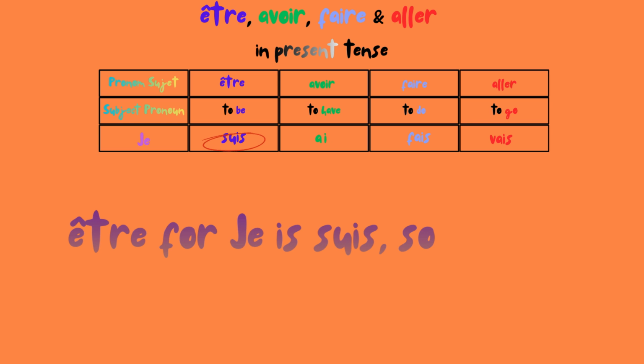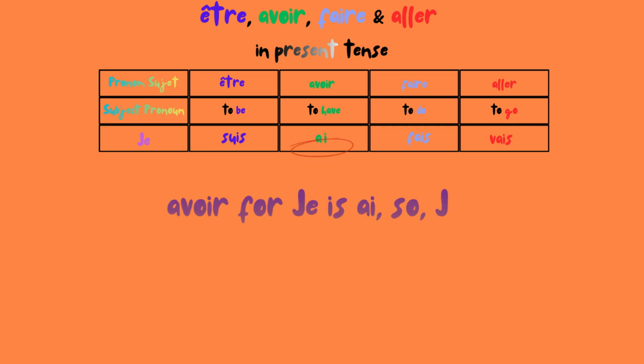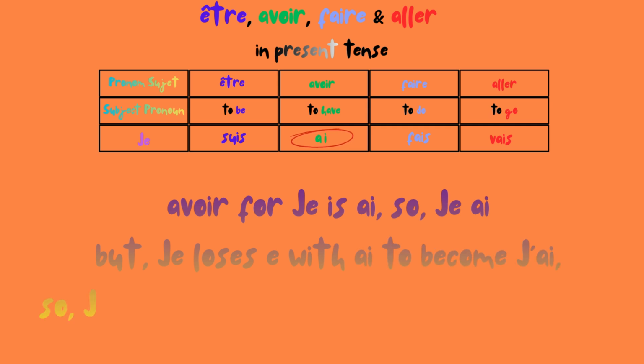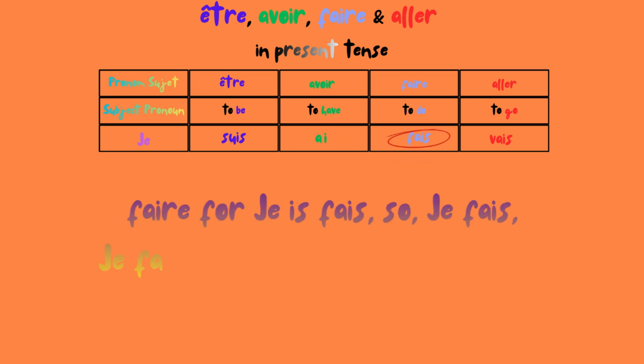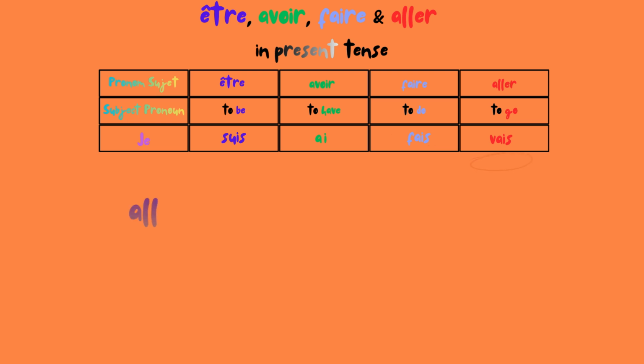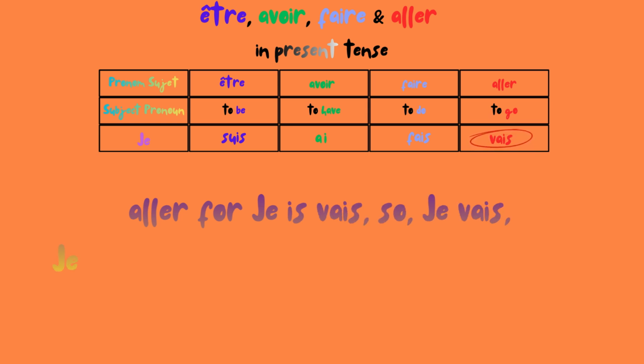So, je suis means I am. Avoir for je is ai. So, je ai, but je loses e with ai to become j'ai. So, j'ai means I have, or I do have, or I'm having. Faire for je is fais. So, je fais means I do or I am doing. And aller for je is vais. So, je vais means I go or I do go or I'm going.